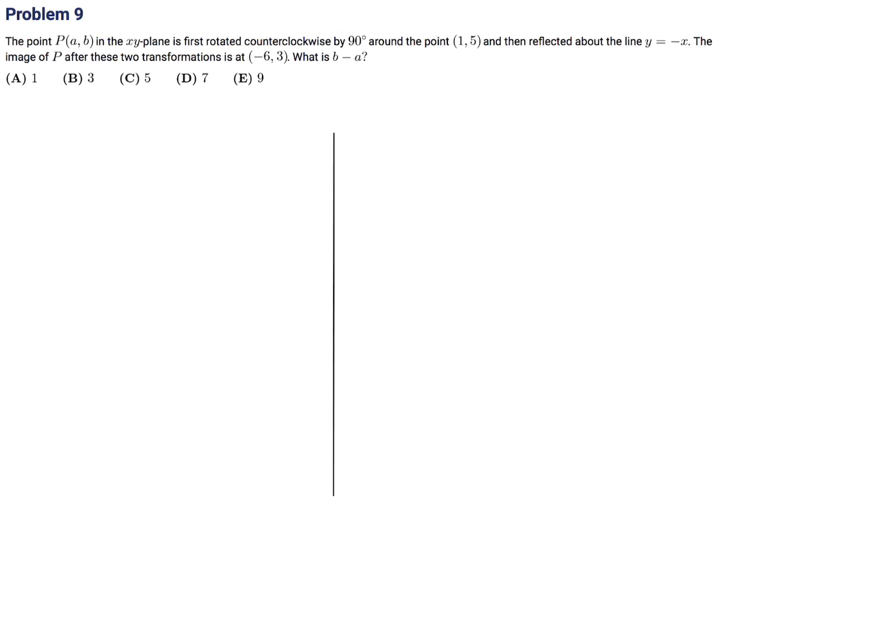Well, let's figure this out. Let's draw a little coordinate plane like that, and let's see what happens. The first thing I'd like to do is put in that point (1, 5). So approximately 1, 2, 3, 4, 5. So there's (1, 5). And then let's draw in that line y equals negative x. That's just straight down, right? Y equals negative x like that, chopping it in half.